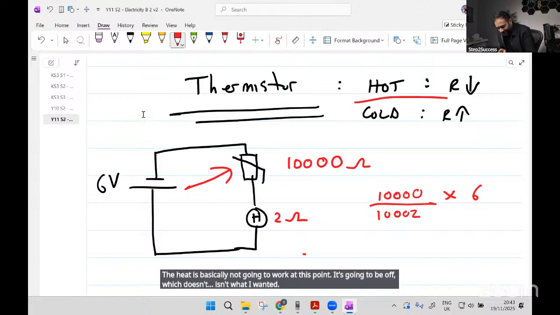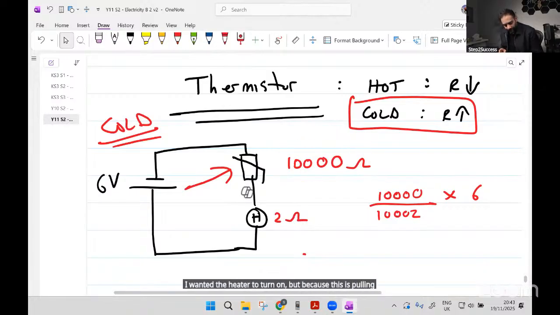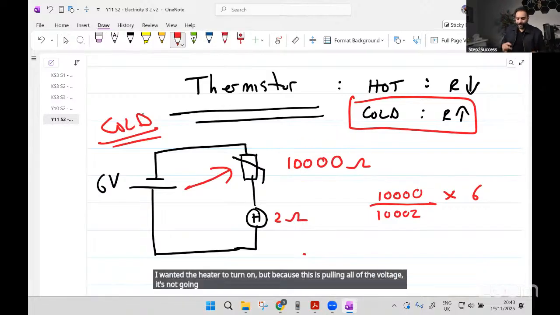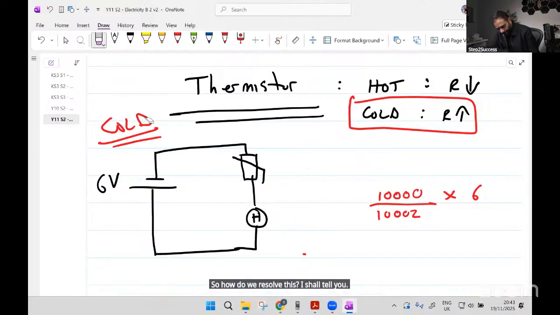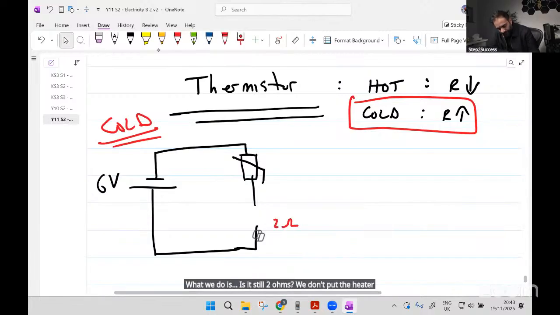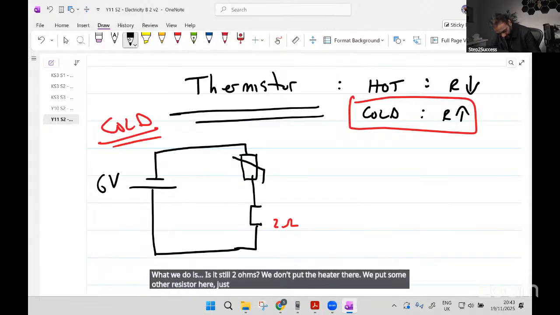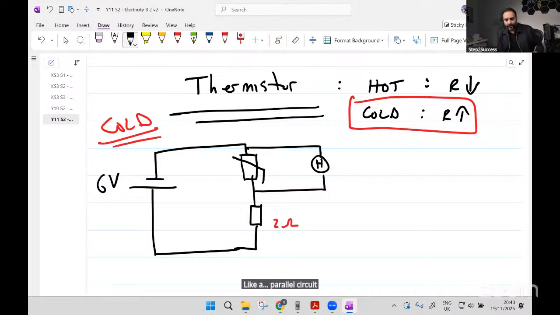I wanted that if it was cold, so right now it's cold, I wanted the heater to turn on. But because this is pulling all of the voltage, it's not going to turn on. So how do we resolve this? I shall tell you. What we do is, this is still 2 ohms. We don't put the heater there. We put some other resistor here, just a normal resistor. And then we actually put the heater around here like a parallel circuit. Okay, that's what we do.